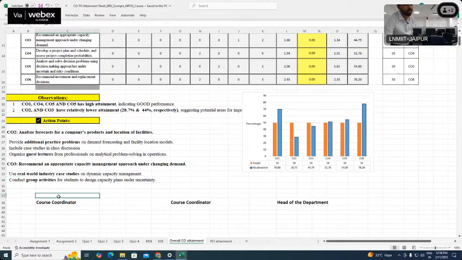And this overall attainment sheet has to be signed by the course coordinator, program coordinator or committee, whatever committee you are saying, and finally the head of the department. This has typically been followed at various institutes. So instead of course coordinator, here the name will be the program committee or whatever you want to say.